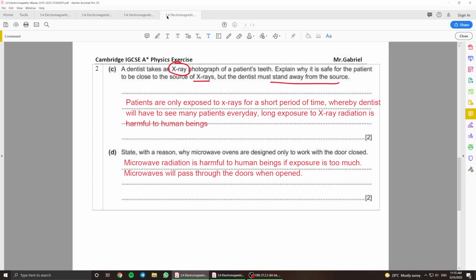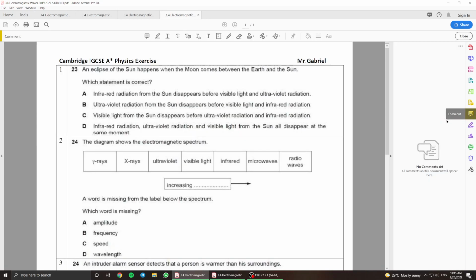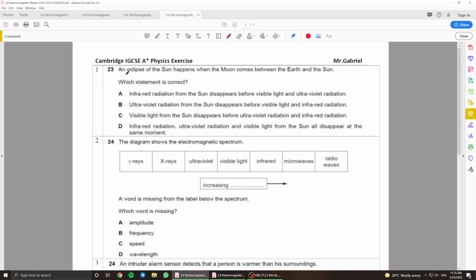Alright, then moving on to the final exercise here. An eclipse of the sun happens when the moon comes between the Earth and the Sun. Which statement is correct? Infrared radiation from the Sun disappears before the visible light and ultraviolet. Not true. All of them will disappear at the same time because all of them are moving at the same speed. Ultraviolet radiation from the Sun disappears before. Nope, not true. Visible light from the Sun disappears before. This is not true as well. Infrared radiation all disappear at the same moment. Obviously, that is going to be the answer.